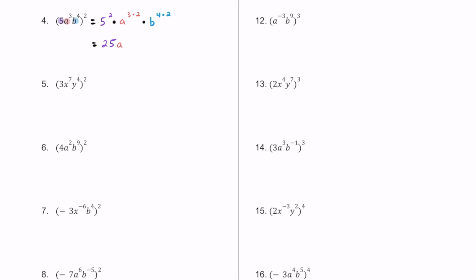So that's going to be times a to the sixth power. And then this 4 times 2 is going to be 8. So it's going to be times b to the 8th power. So this would be our equivalent expression.